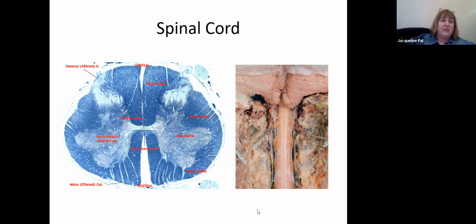So two different pictures here. On the picture on the left, this is a transverse section of the spinal cord, where you clearly can see the H-shaped gray matter or butterfly shape, whichever word you want to use. And the picture on the right, pause it for a second and try to figure out if you think this is a view of the spinal cord from the anterior aspect or the posterior aspect.